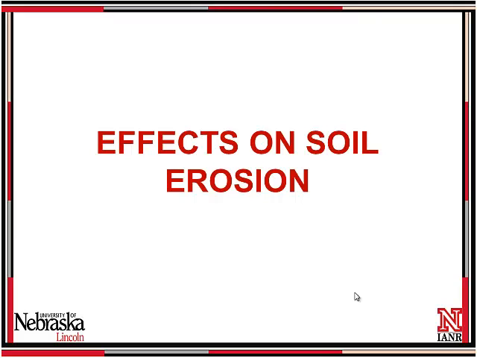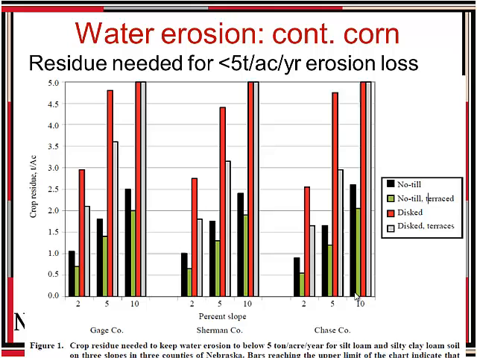Effects on soil erosion. This, I think, has to be our most important consideration when we think about removing crop residues. This figure is a bit complex, and we'll step our way through it. It was generated using the NRCS tool called RUSLE2, the Revised Universal Soil Loss Equation version 2. And what we have here are estimates for 3 different counties in a transect across the state, so Gage, Sherman, and Chase County. And we have it for each of these 3 slope classes, 2, 5, and 10% slope.